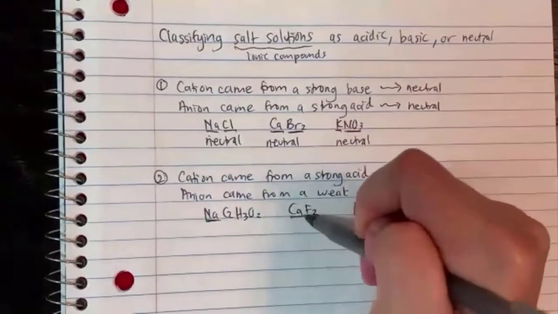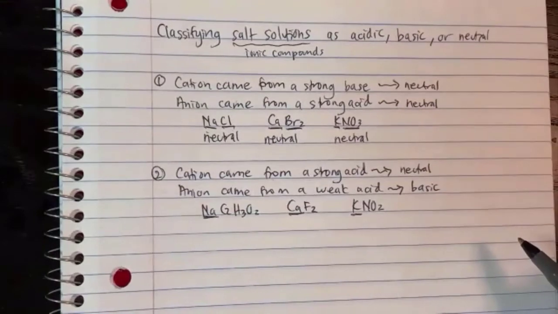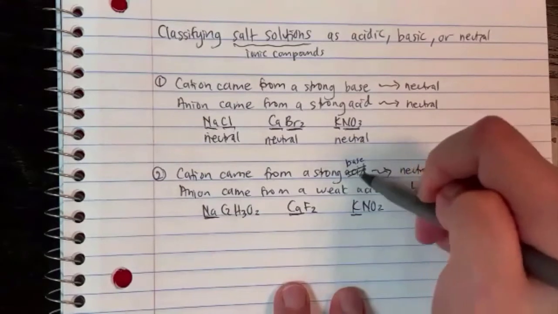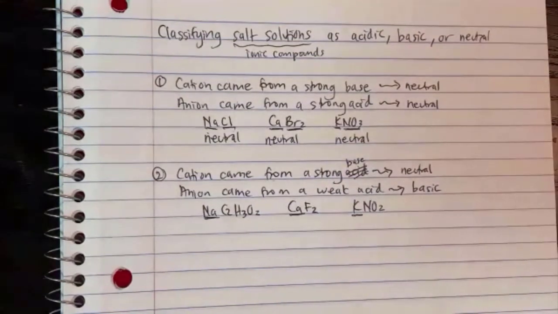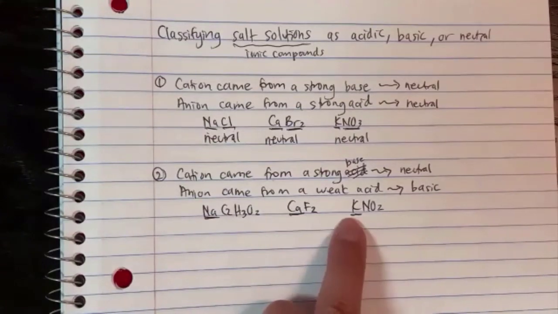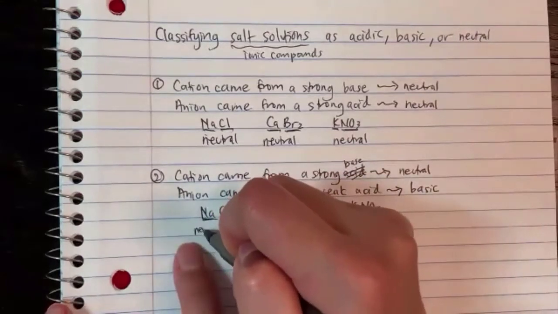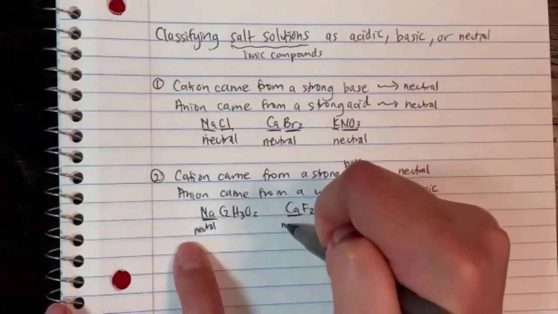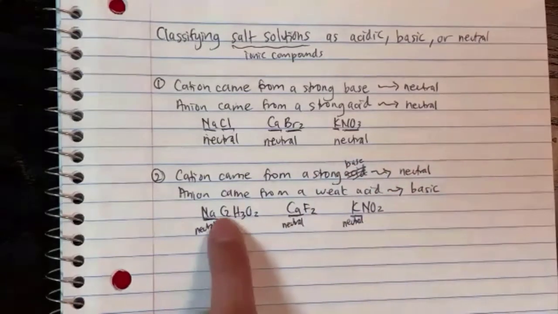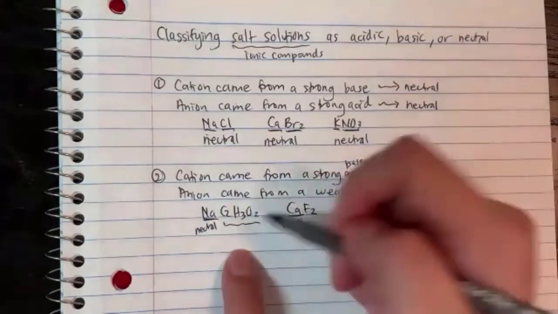These are neutral, that side, because they came from strong base. This is not acid, this is base. NaOH is a strong base, calcium hydroxide is a strong base, potassium hydroxide is a strong base. So those guys are neutral. I'm going to go ahead and write down neutral ion, neutral ion, neutral ion. But that guy is basic. This one came from acetic acid, so it's basic.